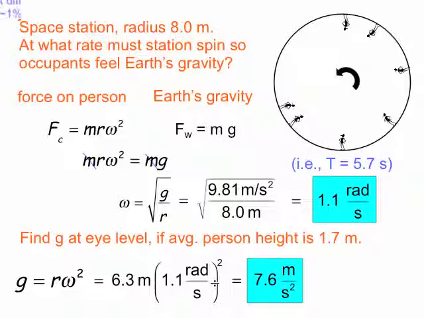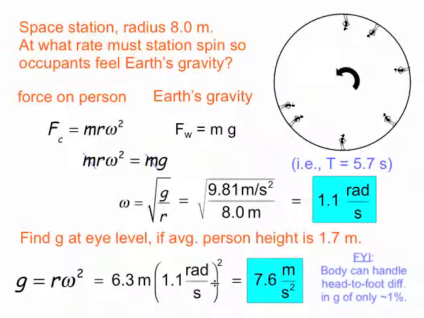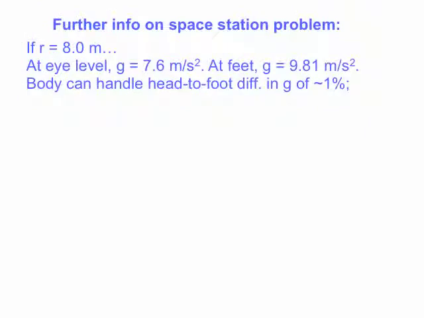What's the problem? Well, the body can't handle a head to foot difference in g of more than 1%. Anything more than 1%, you can't deal with it. Okay? So at eye level, g is 7.6. At the feet, it's 9.1. This isn't going to work. 8 meters won't work.